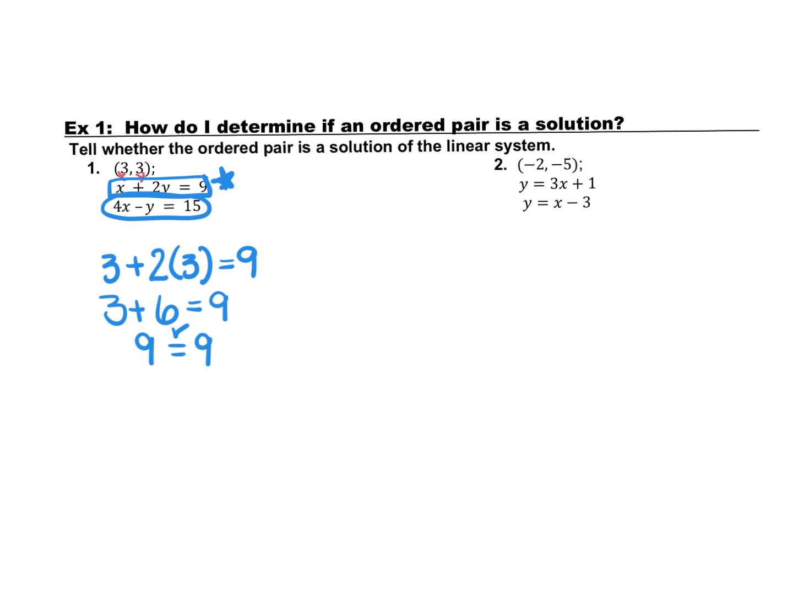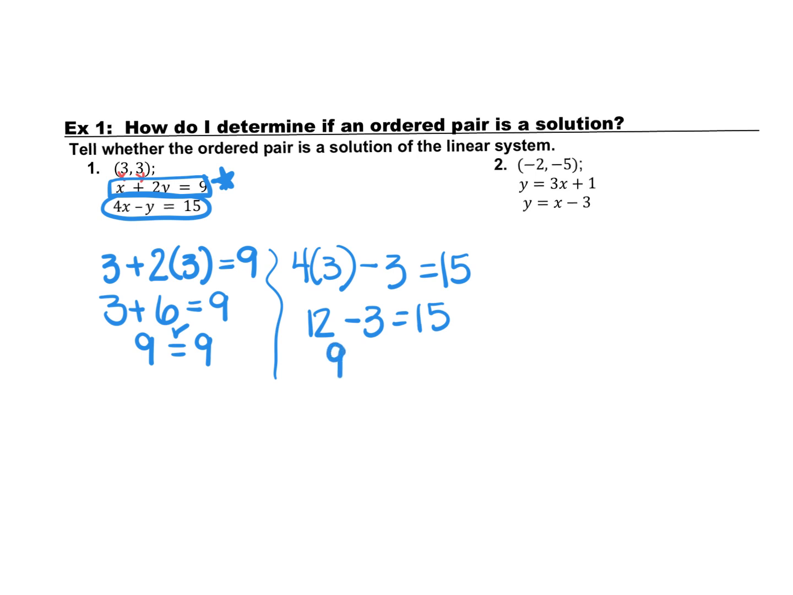So we're simply going to plug it into that equation as well. So we would have our, let's just make a little line here. All right, so we've got our 4, and we're saying that x is equal to 3, minus y, which is equal to 3. And is that equal to 15? So 4 times 3 is 12. Minus 3, is that equal to 15? Well, 12 minus 3 is 9. It is not 15. So we have 9 is not equal to 15.